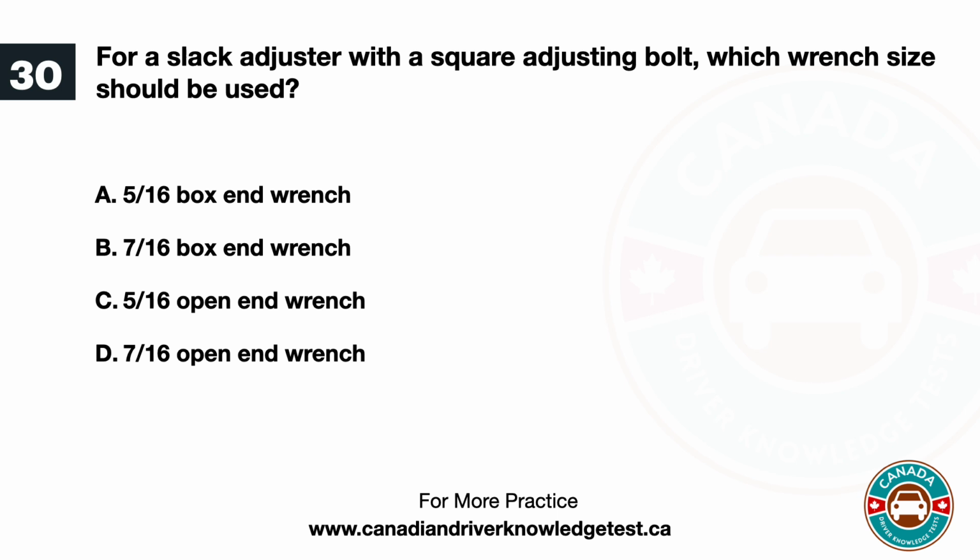Question 30. For a slack adjuster with a square adjusting bolt, which wrench size should be used? A. 5/16 box end wrench. B. 7/16 box end wrench. C. 5/16 open end wrench. D. 7/16 open end wrench. The answer is C. 5/16 open end wrench.